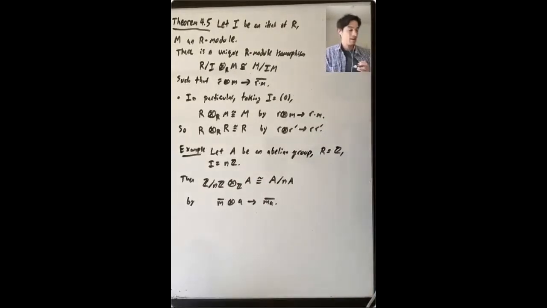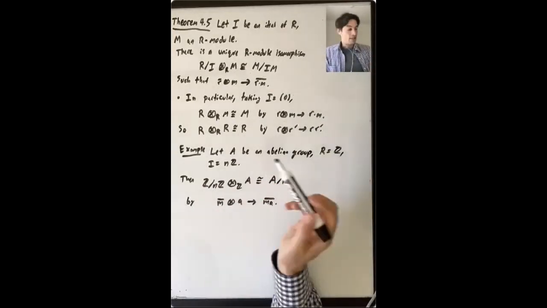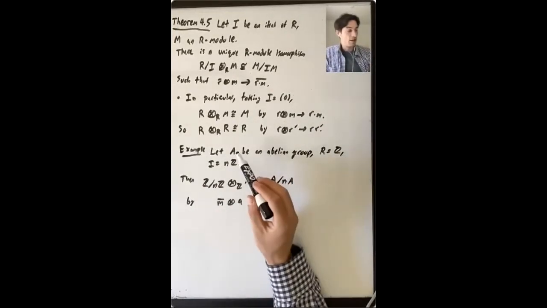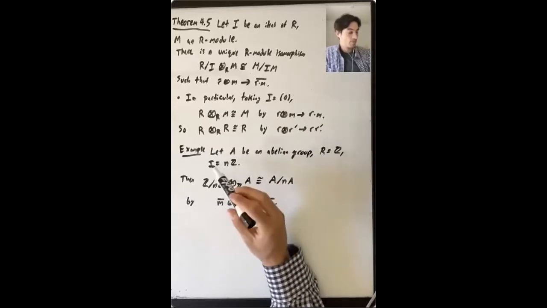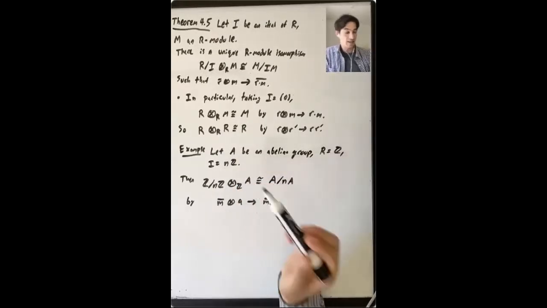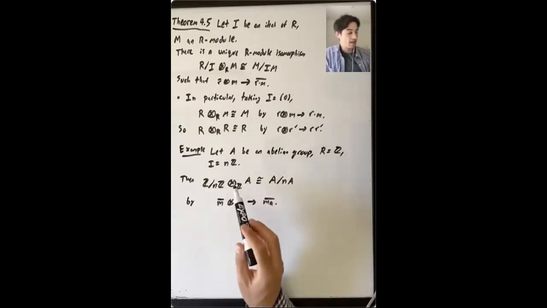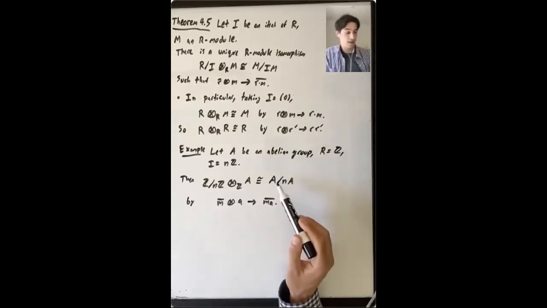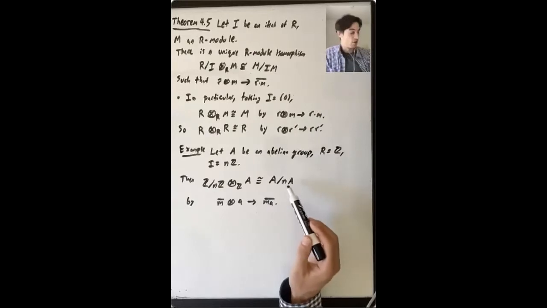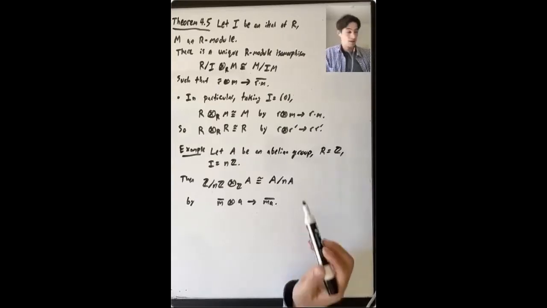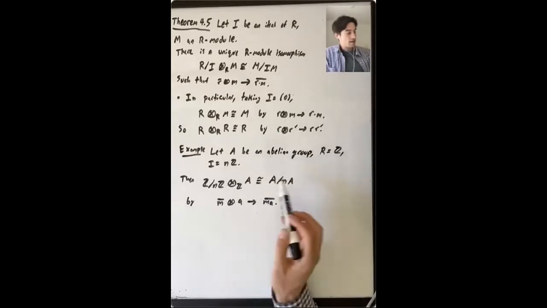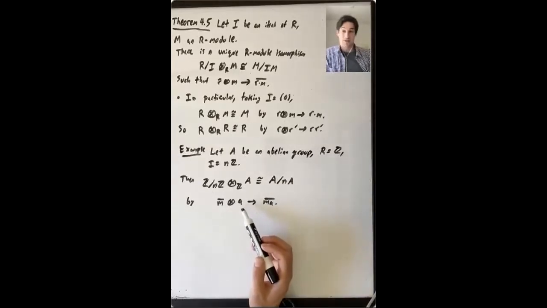result. All right, so if we take the special case where R equals Z, and we let A just be some abelian group, and the ideal I to be nZ, what is this saying? This is saying Z mod nZ tensor A is isomorphic to A mod nA. So what does this nA look like? It's all of the things of the form, you take an element in A and you add it to itself n times.